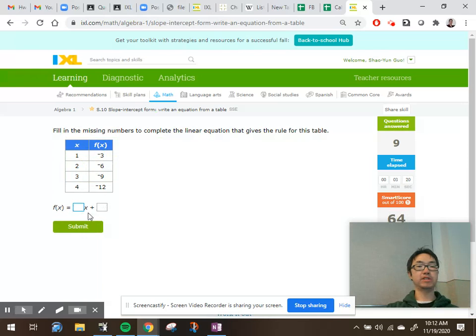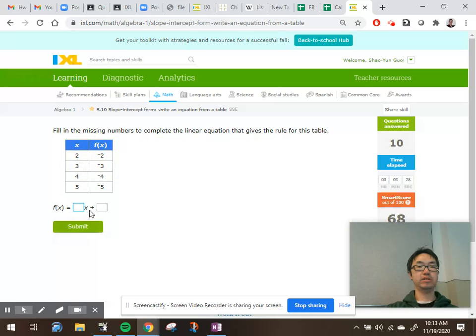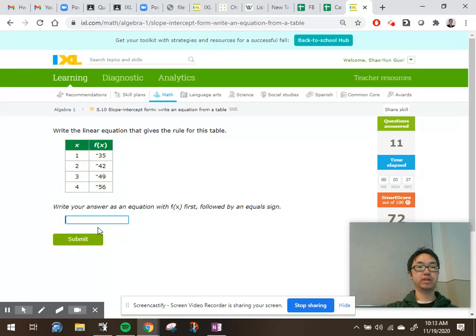Here, the slope is negative 3. And there is no y-intercept. Here, the slope is negative 1. Negative 1. 0 again. Here, the slope is negative 7. So y equals negative 7x.